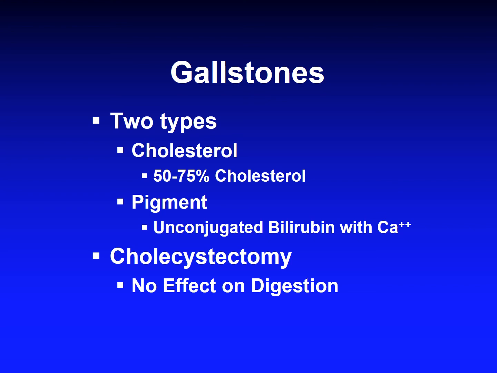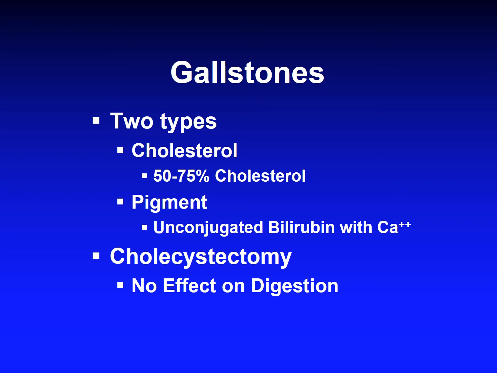Gallstones, I mentioned that before. There are two types, either cholesterol-based or pigment-based, bilirubin-based. Most of them, however, 50 to 75%, are cholesterol. This is very important, and it requires surgery, removal of the gallbladder, which we will refer to as cholecystectomy.